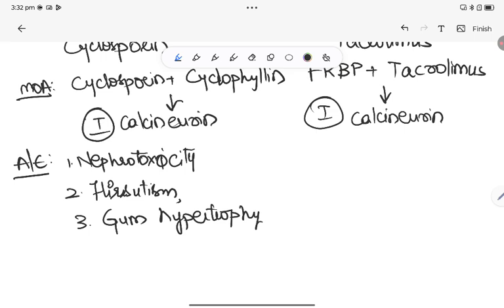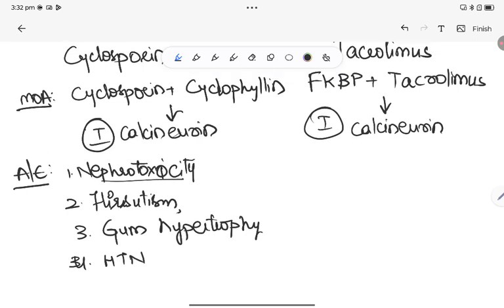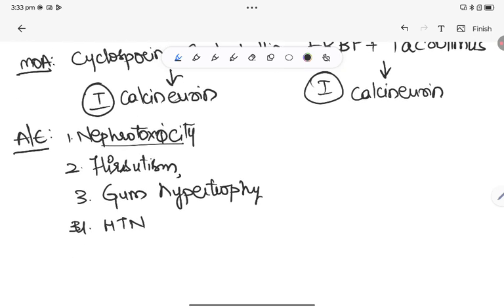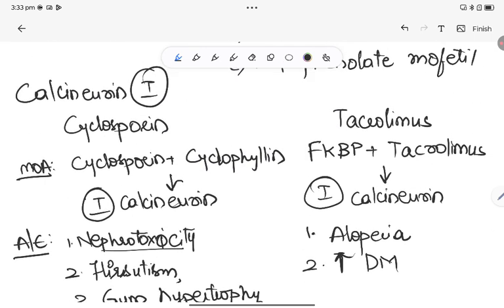Whereas the adverse effects of tacrolimus include hypertension, because it is nephrotoxic. Adverse effects of tacrolimus include, most importantly, alopecia. Nephrotoxicity incidence is less, severity is less, hirsutism is not seen, gum hypertrophy is not seen, hypertension is rare, but the incidence of diabetes or abnormal glucose levels is more with tacrolimus. Clear? This is about the first group, that is calcineurin inhibitors.